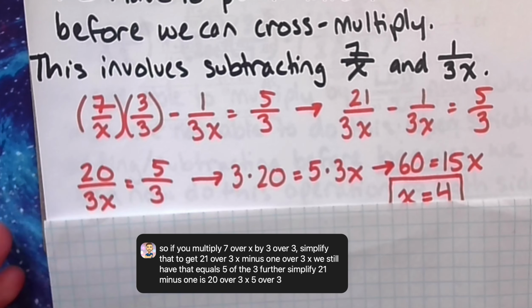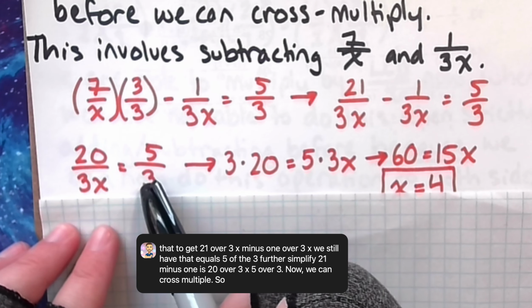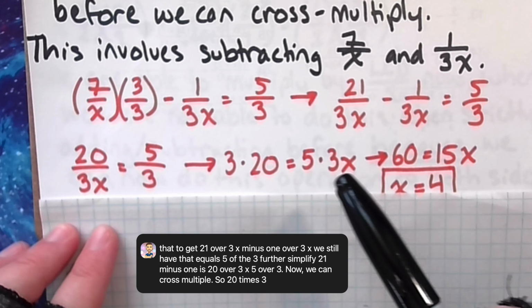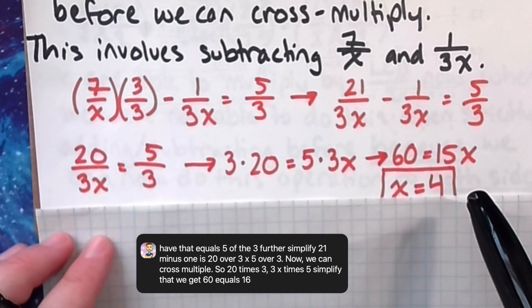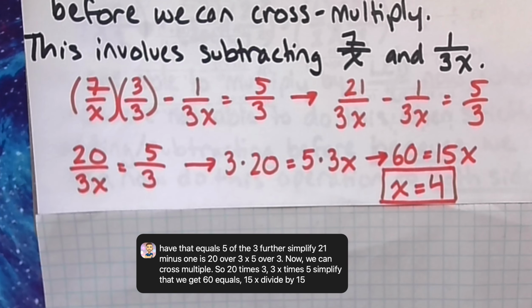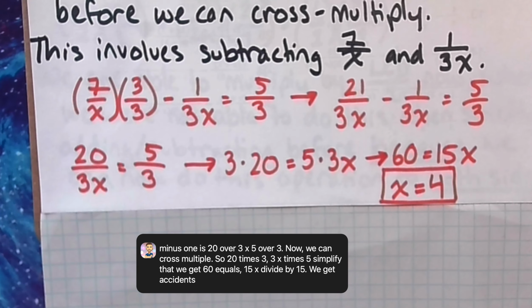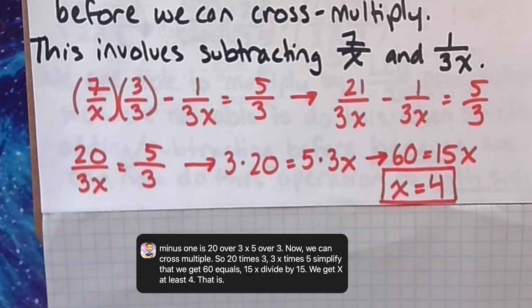Now we can cross multiply. So 20 times 3, 3x times 5. Simplify that, we get 60 equals 15x. Divide by 15, we get x equals 4. That is one way of solving an equation like this.